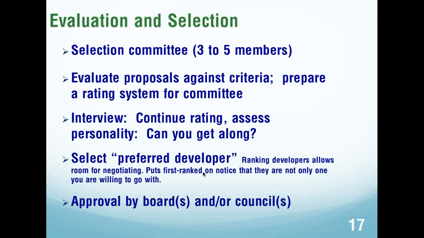And then instead of picking a developer, you rank your developers, and that allows you to start negotiating with the top ranked group. And then if for some reason things don't go well, you can say, well, we didn't pick you, we just ranked you first, so we're going to put you to the side now since things didn't work out, and we'll go to the second ranked group. So it gives you a little bit of flexibility there. And then once you've gotten to a memorandum of understanding with your preferred group, you can go and get approval to move forward and authorize that MOU.